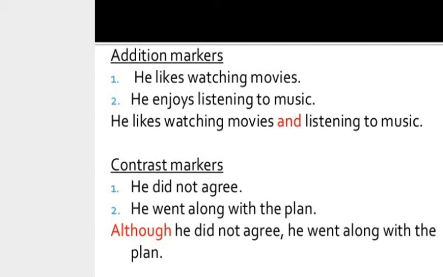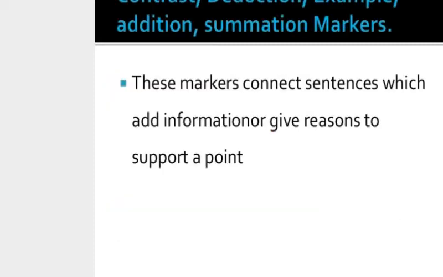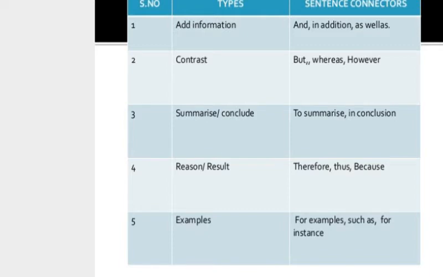Contrast markers. He did not agree. He went along with the plan. Although he didn't agree, he went along with the plan. So, contrast, deduction, example, addition, summation markers connect sentences which add information or give reasons to support a point. So here are some types of discourse markers.